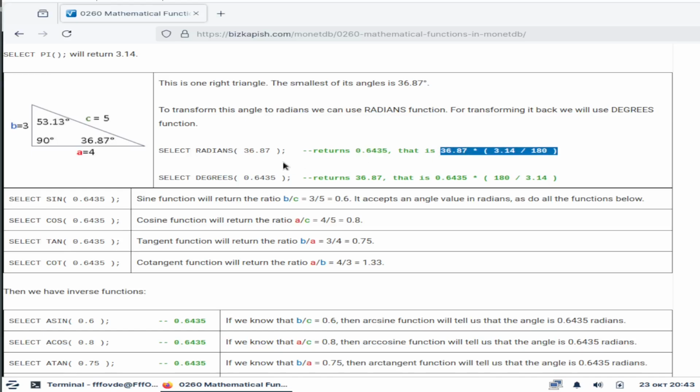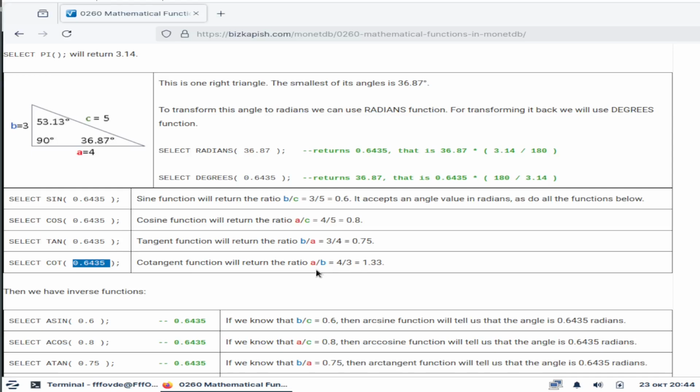We can also do the calculation in the opposite way, so we can use the degrees function from a radians value, and that will return 36 degrees by using this calculation here. Next, we have the sine function. This function will accept the size of this angle in radians, and it will return the ratio between B and C. Here on the image we can see that we have side B of the triangle divided by the hypotenuse, so we will get 0.6. Cosine of this angle is A divided by C, so we are dividing A by the hypotenuse. Then we have tangent of that angle that will return the ratio between B and A. So we are dividing B by A. And we have cotangent of this angle that will return A divided by B. We are dividing A by B, so that will return 1.33.